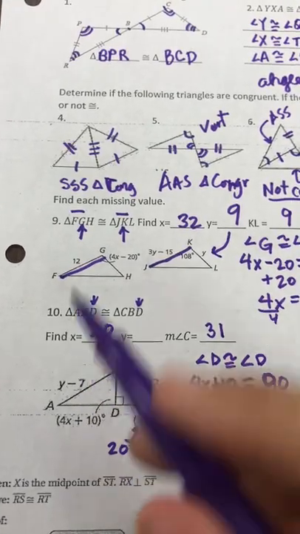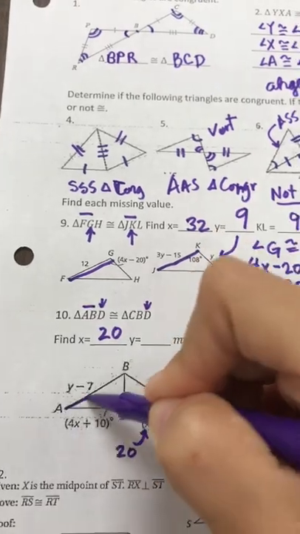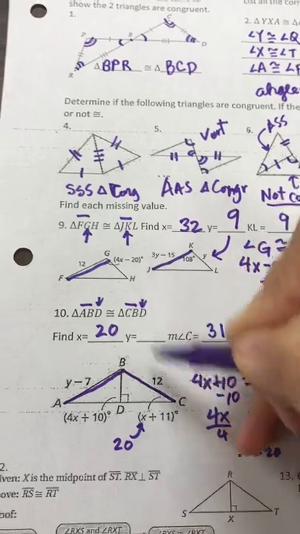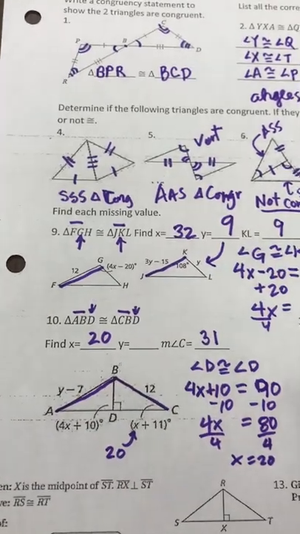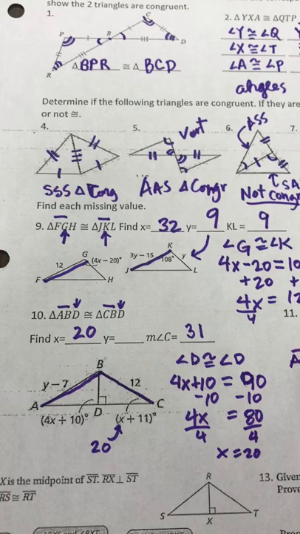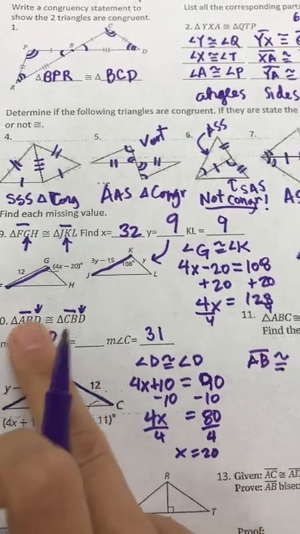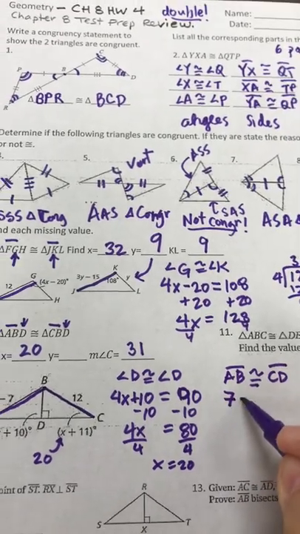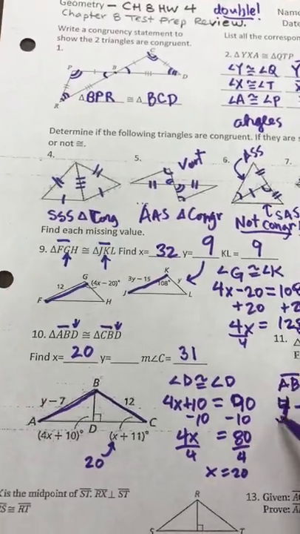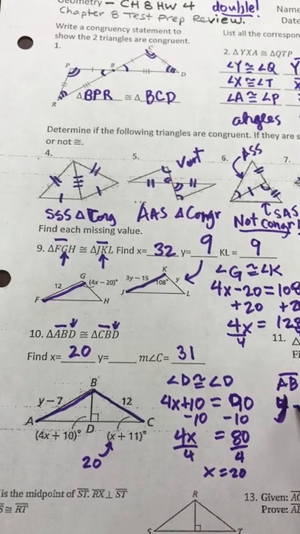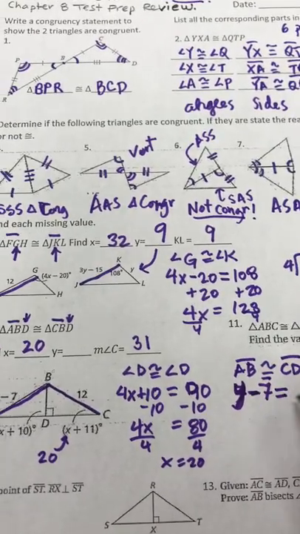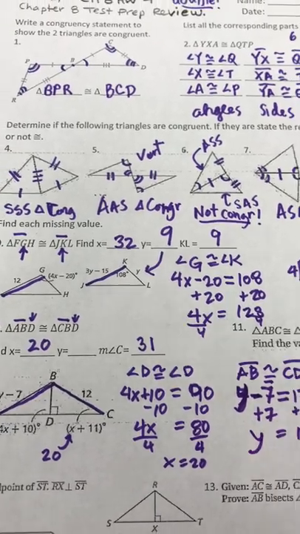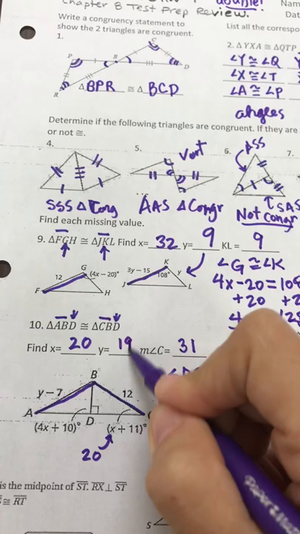So to get y, it looks like first and middle, AB, matches CB, first and middle. So setting these equal to each other, AB has to match first and middle. We know AB is, well, make sure I write this down correctly, y minus 7. CD is 12. Okay, so I get y is 19.